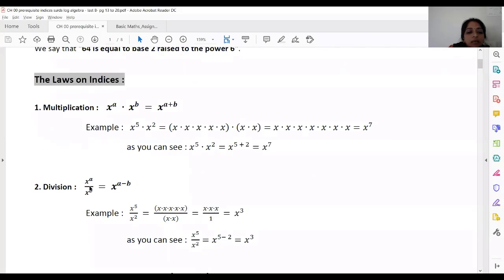Now for the division, x raised to a upon x raised to b is x raised to a minus b. So x raised to 5 upon x raised to 2 is x raised to 5 minus 2, that is x cube.